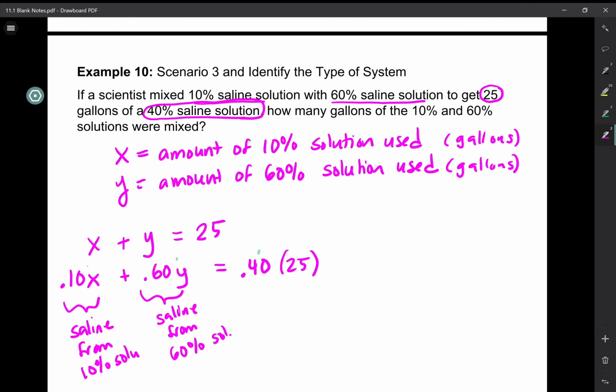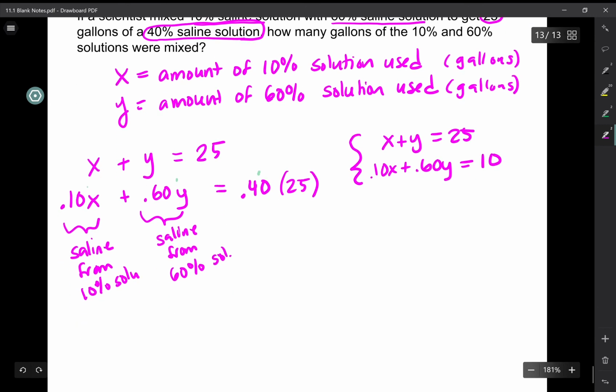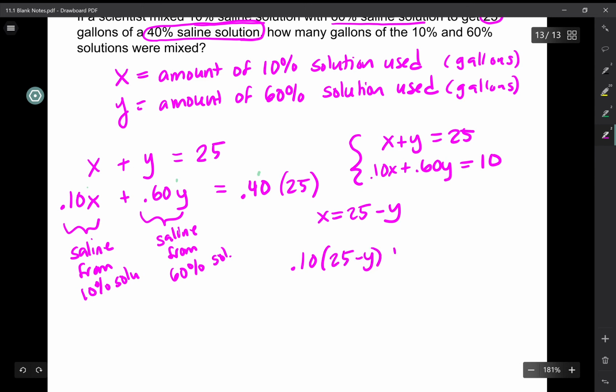All right, so there are my two equations. Let's go ahead and figure out what 40% of 25 is. It's 10. So my two equations are X plus Y equals 25 and 0.10X plus 0.60Y equals 10. I'll use substitution for this one because I've done elimination on the previous two. I'm going to solve the first equation for X. X equals 25 minus Y. Plug that into the second equation: 0.10 times (25 minus Y) plus 0.60Y equals 10.